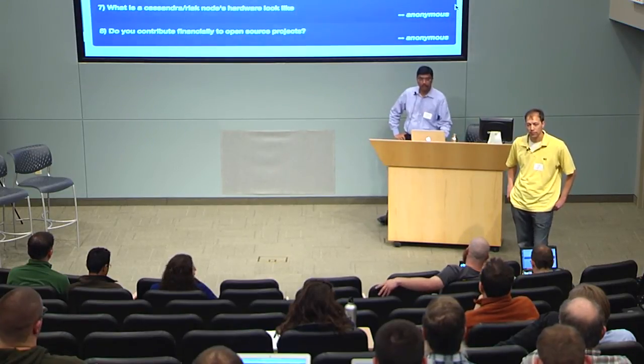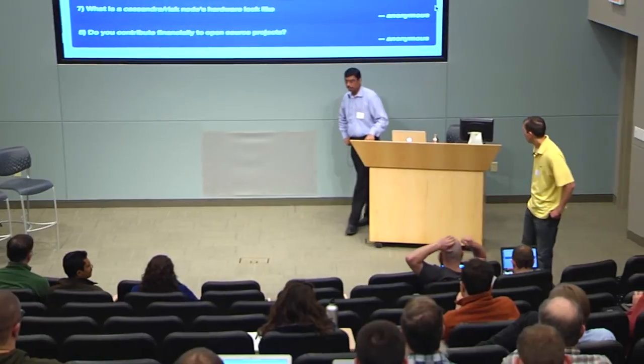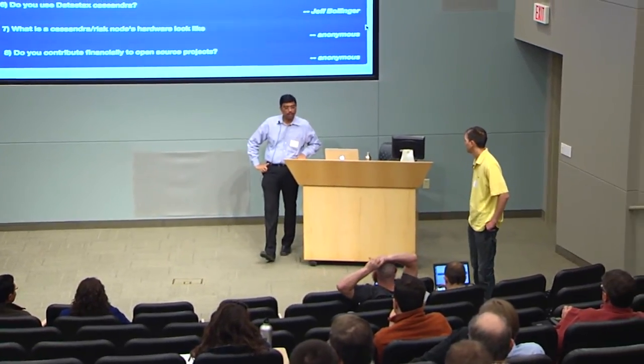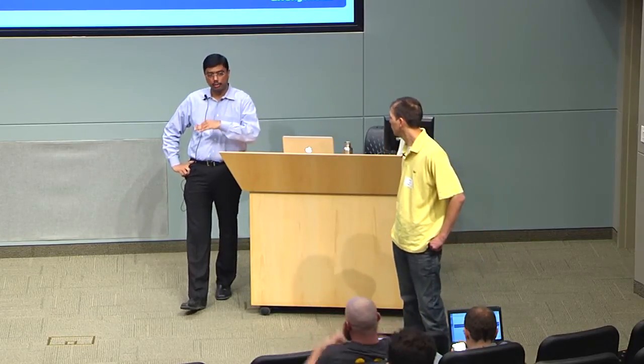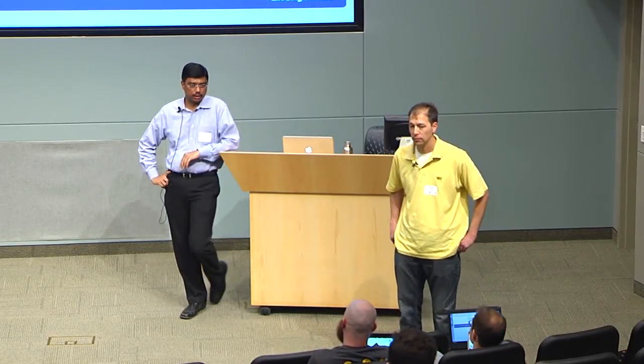What version of Cassandra do you use? We started at 0.7, and we are probably close to Cassandra 1.x. I'll just leave it at that. We are yet to migrate over to CQL 3, so we currently still use Astyanax or Hector to connect.